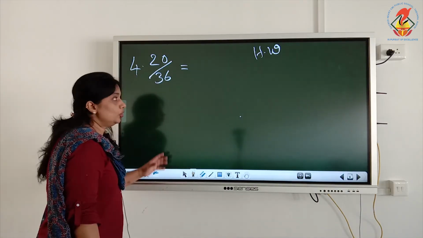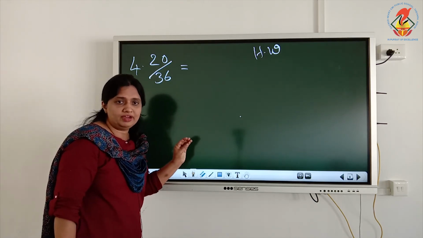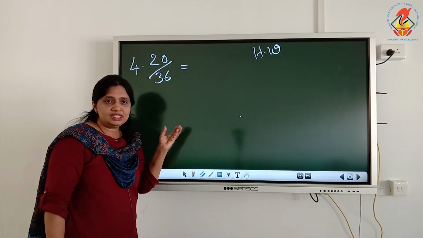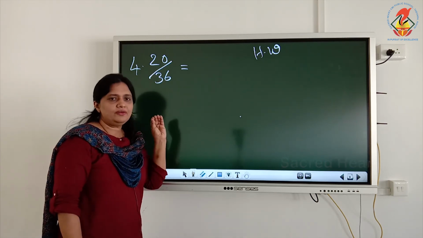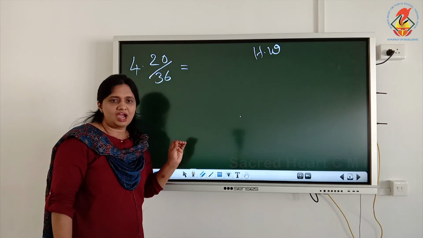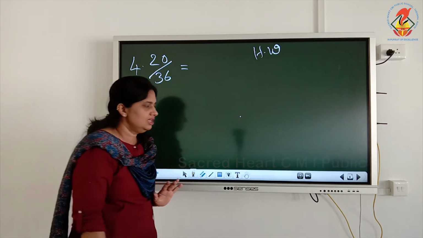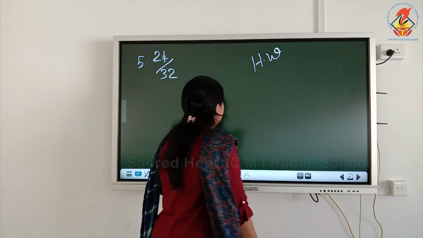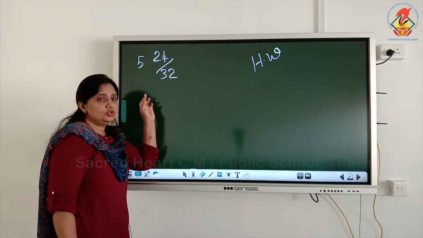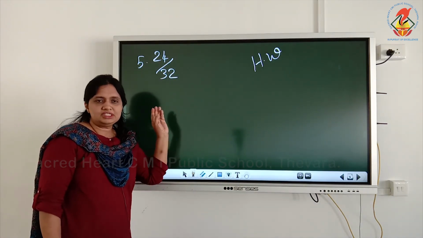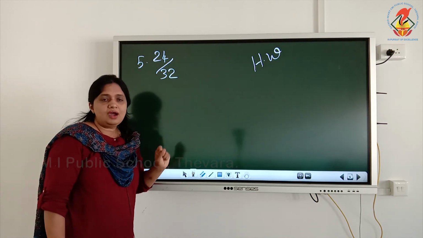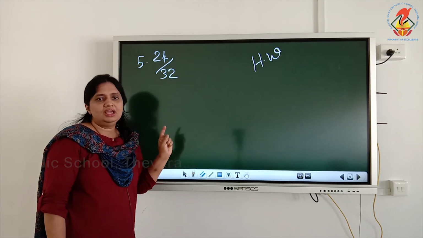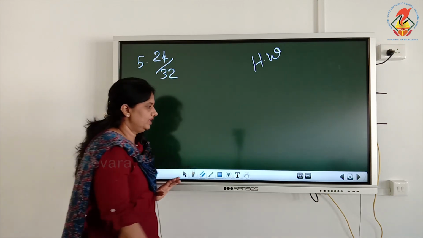Next one is 20 by 36. That is your homework only. Okay. And how can you do this? First you need to find the HCF of 20 and 36. After that you need to divide the numerator and denominator by HCF. You will get the answer. Okay. And next is also your homework, 24 by 32. And first you need to find the HCF of 24 and 32. After that you need to divide the numerator and denominator by HCF. You will get the answer. Okay. Thank you children.